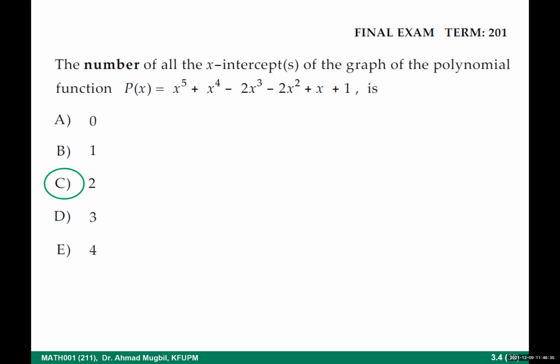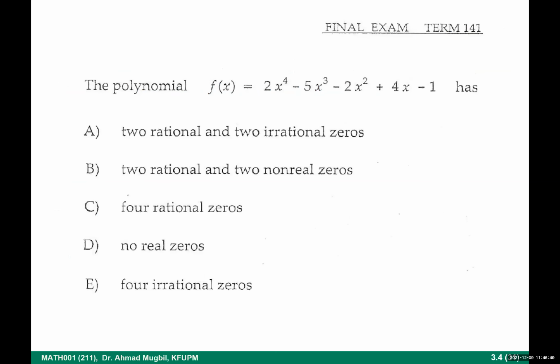And this is so easy, Shabab, because what are the possible rational zeros here? Only positive or negative 1. So you will try 1 or negative 1. Okay. The polynomial has 2 rational and 2 irrational, 2 rational and 2 non-real, 4 rational, no real zeros. How to solve this one?